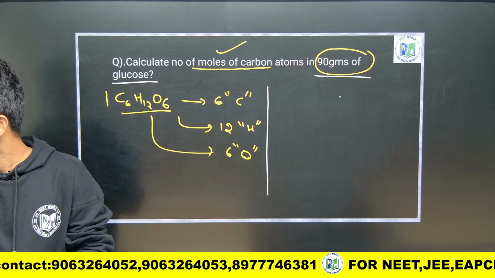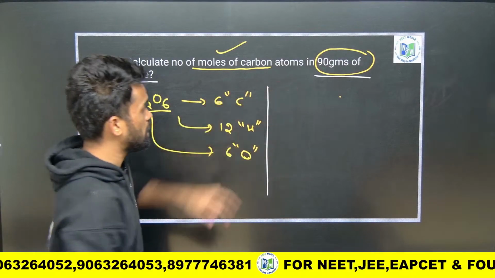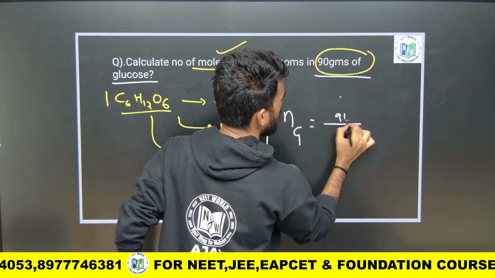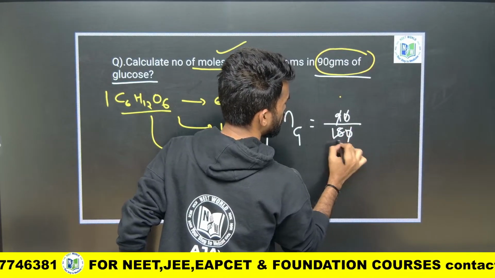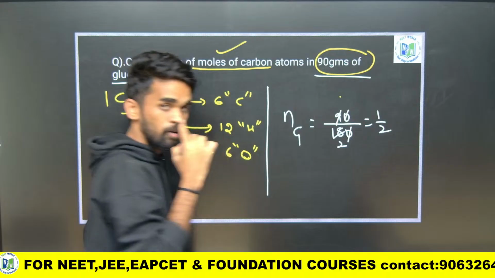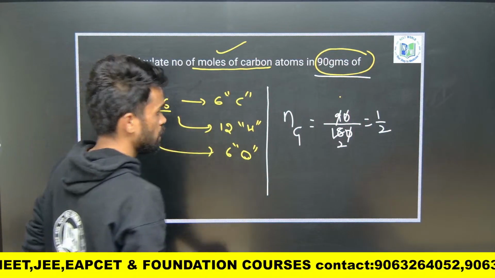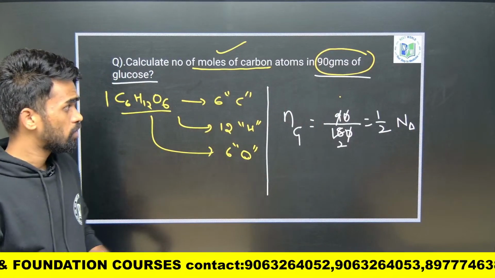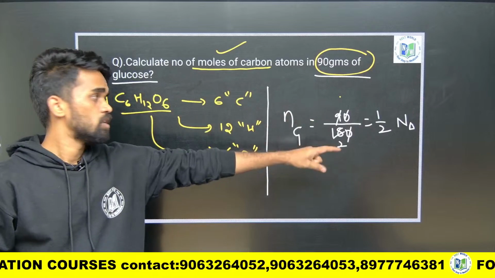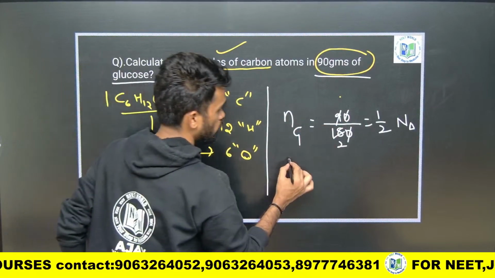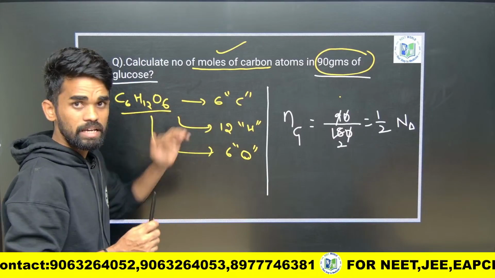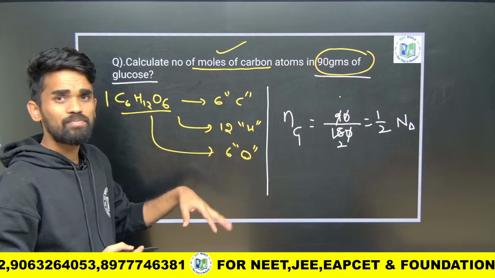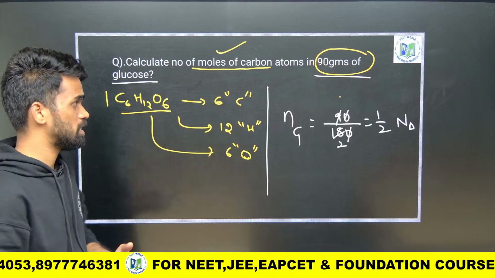So now what is the weight they have given here? They gave 90 grams, no? Find the number of moles of glucose. Number of moles of glucose is given weight divided by its molar mass. So this will be 1 by 2, which is 0.5 mole. So 0.5 into Na gives the number of glucose units, that is 1 by 2 into Avogadro number. In 1 mole we have 6 moles of carbons, so in half mole we will be having 3 moles of carbon atoms. That's it now.